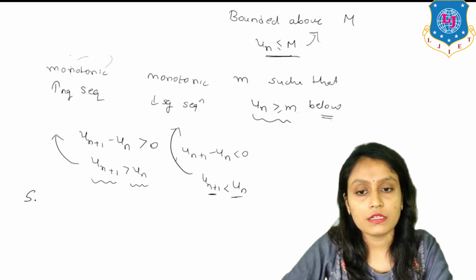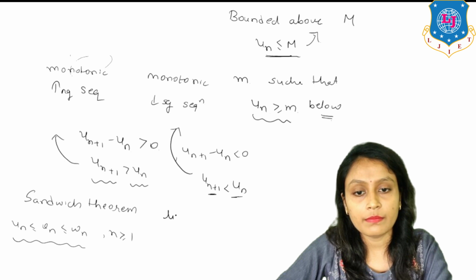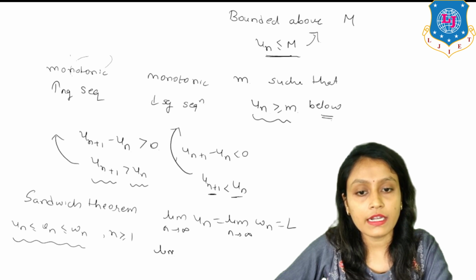Okay, next we discussed Sandwich theorem. In that, suppose we have three sequences un, vn and wn, and they satisfy this condition for all n greater than or equal to 1. And if limit n tends to infinity un is equal to limit n tends to infinity wn, and this equals l, then we can say that limit n tends to infinity vn will also be equal to l. Okay, so that's all we studied in today's session.